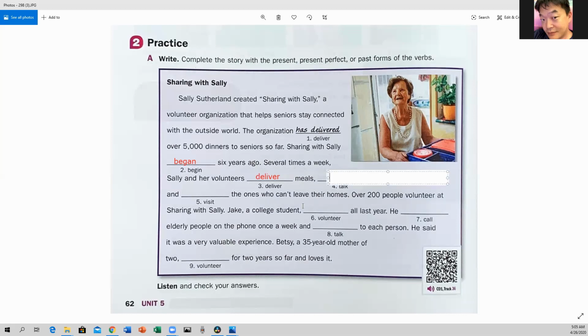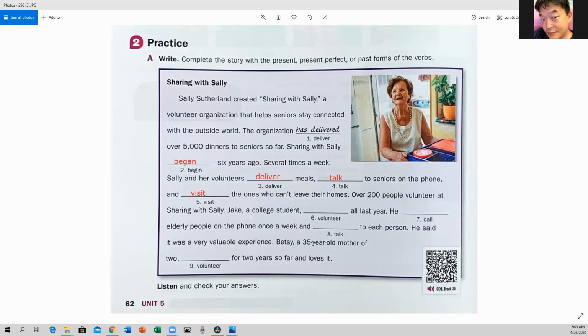Talk is also simple present, okay? Deliver meals, talk to seniors on the phone, and they are all connected, so visit is also simple present. And visit the ones who can't leave their homes. Continuing, over 200 people volunteer at Sharing with Sally.